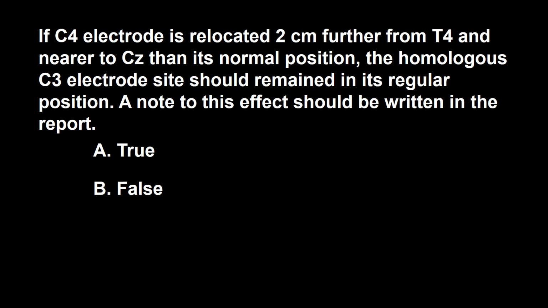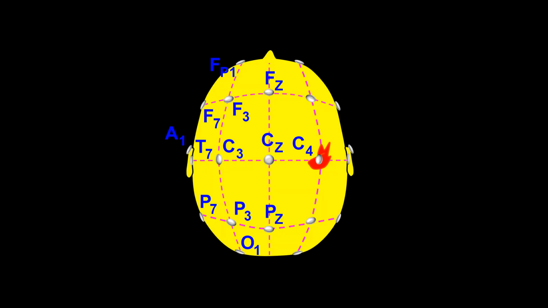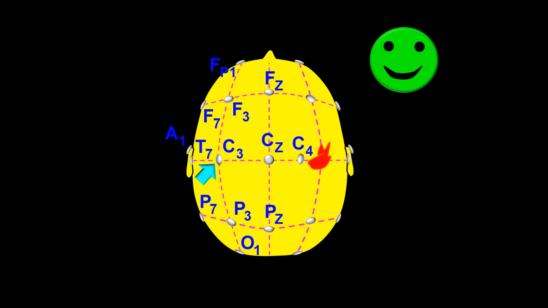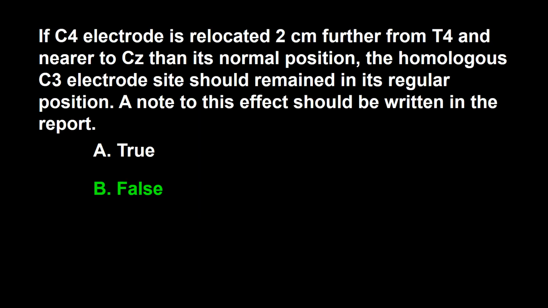A, true, B, false. In this frame, a lesion at the site of C4 is represented by a red blob. The presence of such a lesion forces us to move C4 to the side. The correct approach is to move C3 to the homologous position on the other side, as you see depicted in this frame. So the answer to this question is B, false.